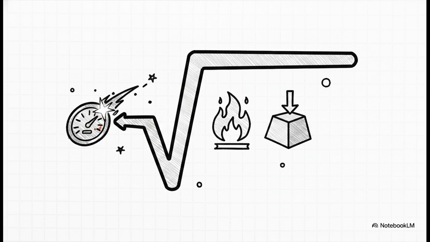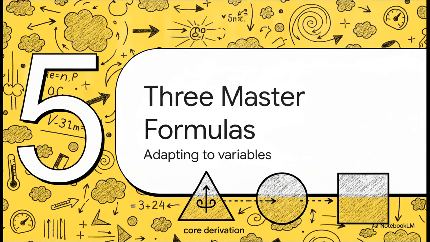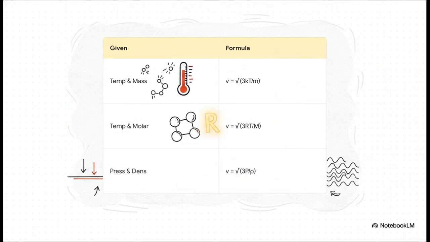Absolutely fantastic job following along with those steps. Next up is Section 5, the 3 master formulas. Let's see how this adapts to different variables. So depending on what starting variables a problem gives you, our base equation actually morphs. If a problem gives you temperature and the mass of a single molecule, use our base formula, the square root of 3kt over little m.